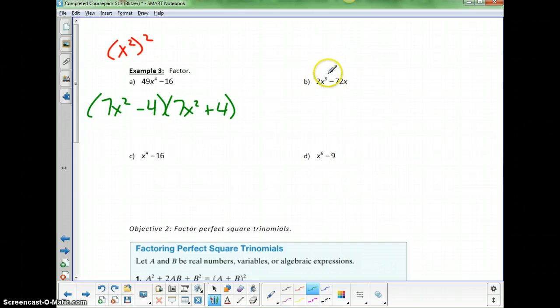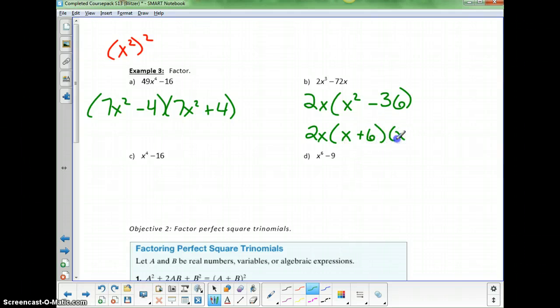X cubed. That's not a perfect square. Neither is 2, or 72 for that matter. But there's a GCF, something I can take out first. Divide everything by 2x. It leaves me with x squared minus 36. Now those are both perfect squares, so I can continue factoring this, and I'm going to get x squared minus 36 will be x plus 6 and x minus 6. Okay.